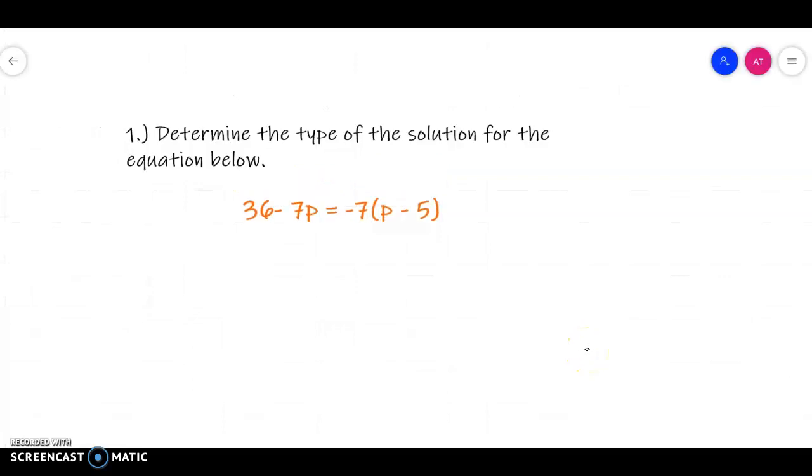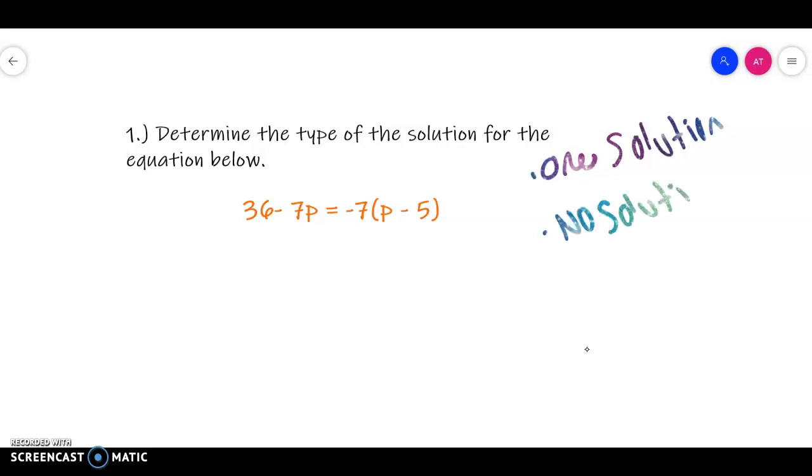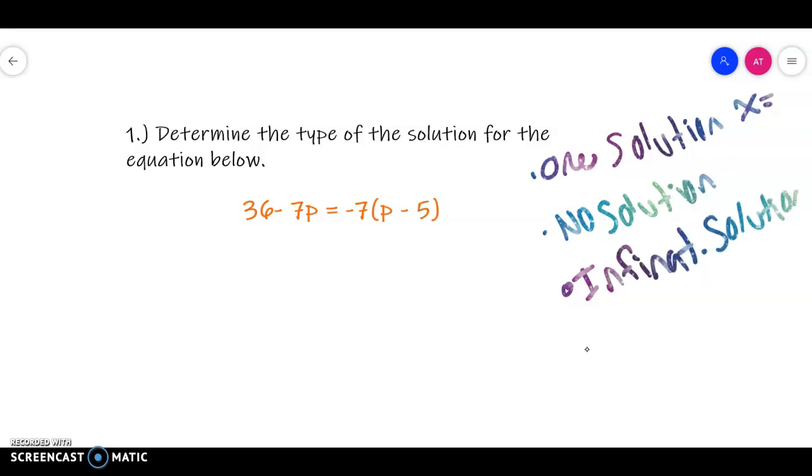So, question number 1 says determine the type of solution for the equation, meaning you need to tell us if it's one solution, no solution, and the one solution would have an x with it, no solution, or infinitely many solutions. So let's start distributing first and see what we're going to get.